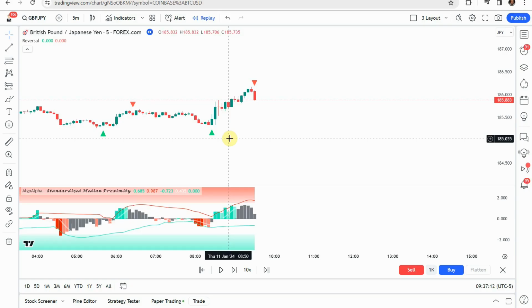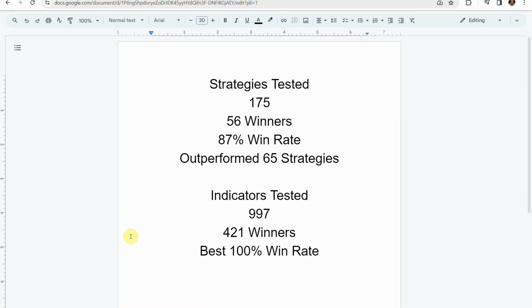Alright, as I said, today we will be testing a 5-minute scalping strategy. Before we do though, I wanted to put the testing scoreboard up for everyone to see. So to date, we have tested a total of 175 different strategies, with 56 of them being winners. The best one so far was able to achieve an 87% win rate. That was achieved using the Academy of Forex indicator, and since we've been keeping track, it has so far outperformed 65 of the strategies. Every single one we've put it against. We've also tested a total of 997 indicators, with 421 of them being winners.